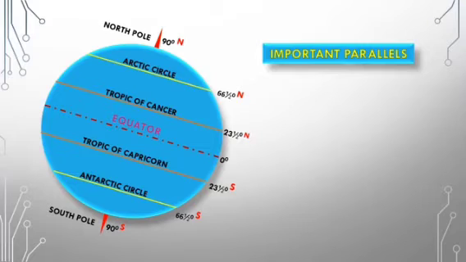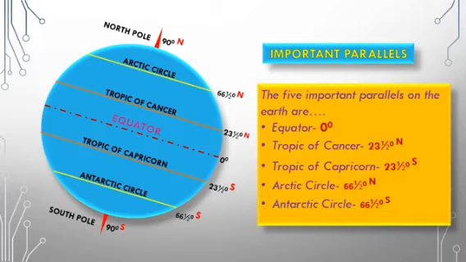Let us recall once again. The 5 important parallels on the earth are equator at 0 degree, Tropic of Cancer at 23.5 degree north, Tropic of Capricorn 23.5 degree south, Arctic Circle 66.5 degree north, Antarctic Circle 66.5 degree south.